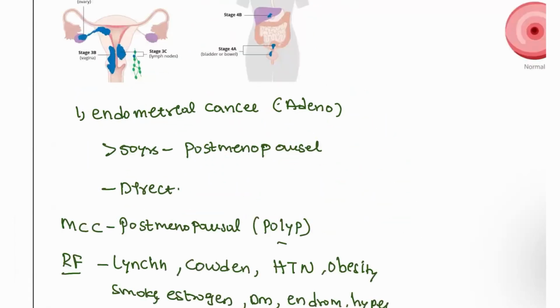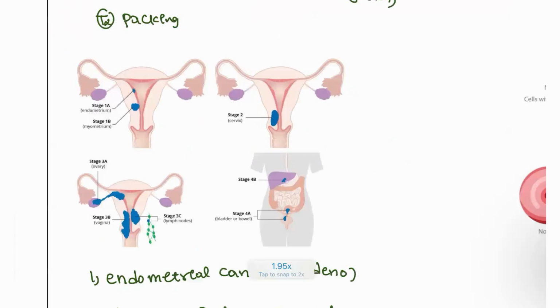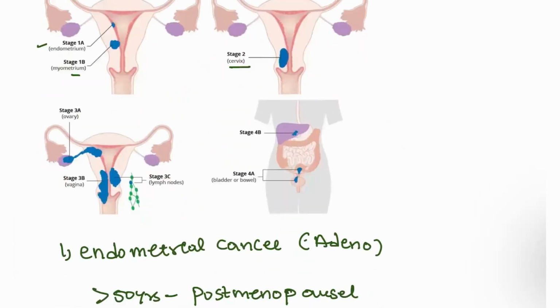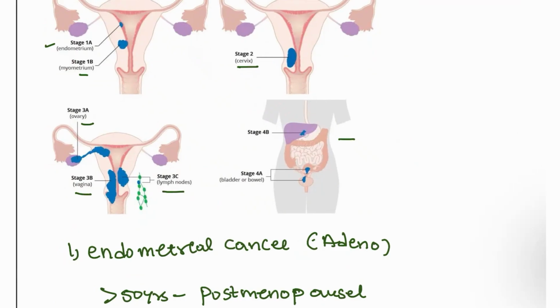Next, here you can see the stages. Stage 1 is confined to the uterus only. Stage 1A is the endometrium, stage 1B is the myometrium. Stage 2 involves the cervix. Stage 3A involves the ovary, 3B involves the vagina, and 3C involves the lymph nodes. Stage 4 involves metastasis, first regional to the bladder and then distant to the liver.